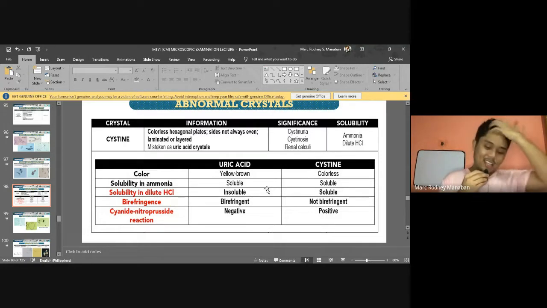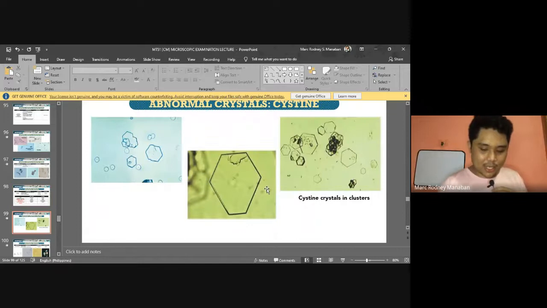Okay? Alright, so here are your cysteine crystals. As you can see, the sides are not always even. And they look like, again, uric acid crystals, because uric acid also has this kind of appearance.